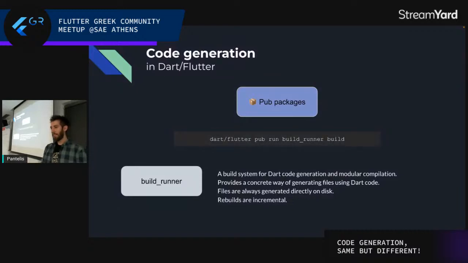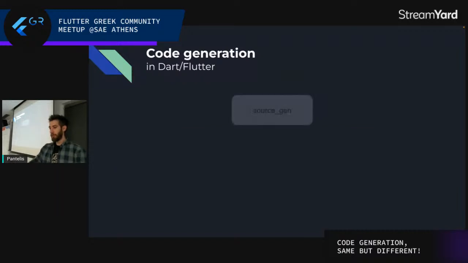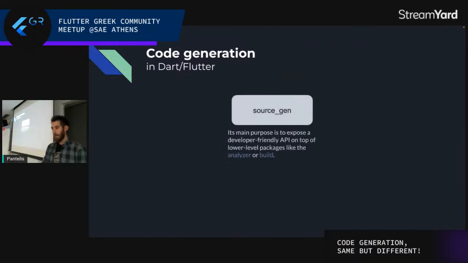So pub packages need mainly two things to generate code for us. First of all, they need access to our code and then access to the build runner. So let's see how this goes.